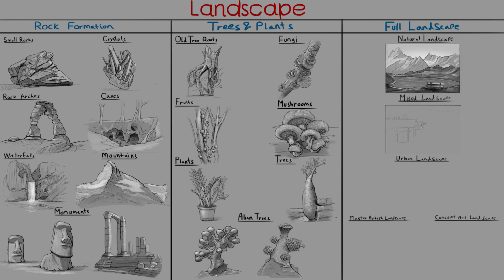Which leads us to the mixed landscape. In this we have kind of a 50-50 man-made versus natural objects in one place, like this farm on the hills.